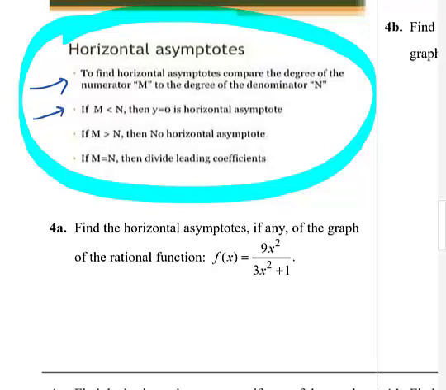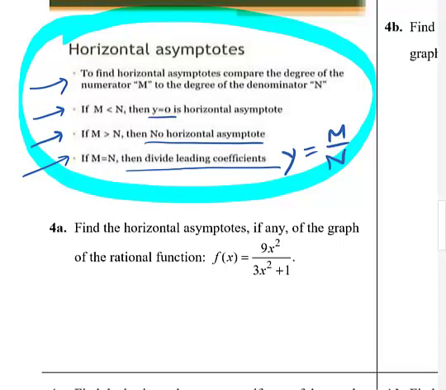If m is less than n, then y equals 0 is a horizontal asymptote. That's just what it is. You don't have to do any kind of math. If m is greater than n, so the degree of the numerator is bigger than the degree of the denominator, then there's no horizontal asymptote. So some functions have none. If they're equal, then you divide the leading coefficients, and that'll be your asymptote. It'll be y equals m over n, like that.